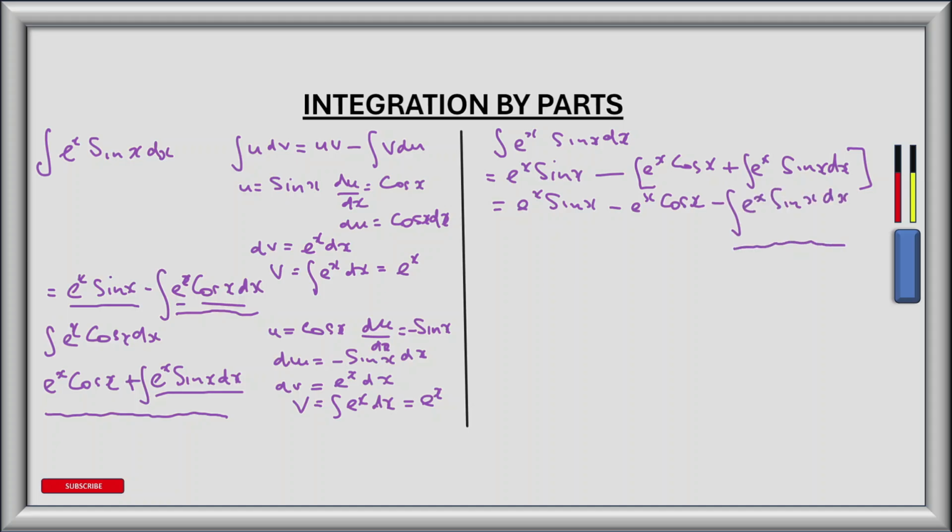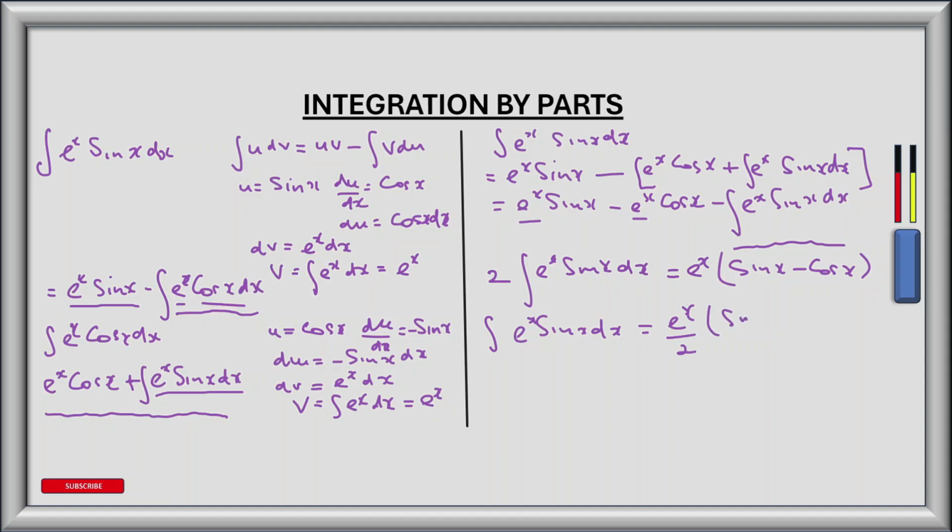So now if we take this minus integral of e to the x sine x dx across the equal sign, we can combine it with what's on the left hand side. So we then have 2 times the integral of e to the x sine x dx is equal to, and we'll take e to the x outside a bracket, so e to the x multiplied into sine x minus cos x. Therefore, our integral of e to the x sine x dx is equal to e to the power of x divided by 2 multiplied into the bracket of sine x minus cos x, plus the constant of integration.